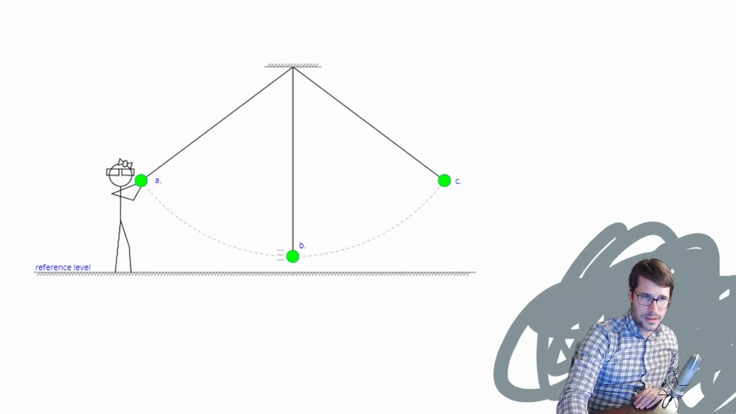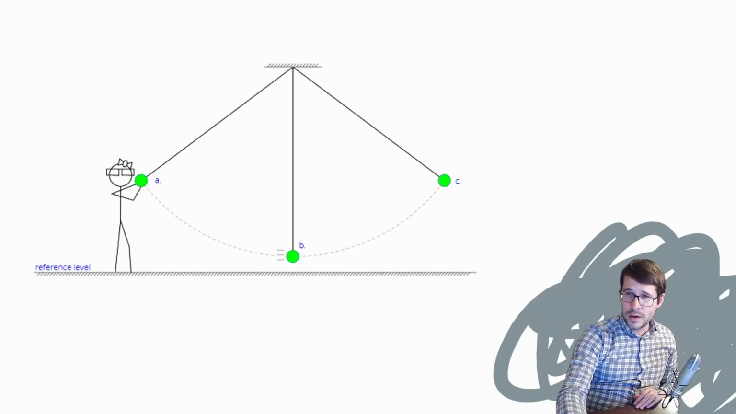All right, here's another example, A, B, and C. I want you to pause the video and see if you can write down what kinds of energy there are at A, B, and C, or at least consider it, and then unpause it and we'll talk it through.